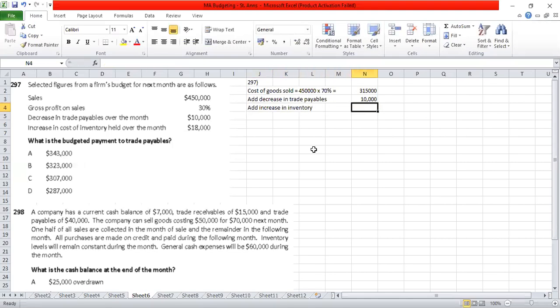That's it. That is 18,000. So just add them up. Add all the three figures, and that would become the cash payment. Budgeted payment to trade payables. Okay, so 3,43,000. Budgeted payment to trade payables.